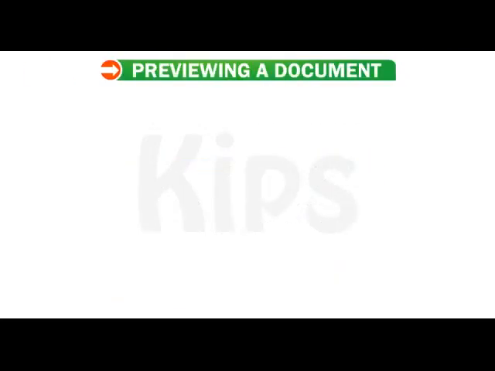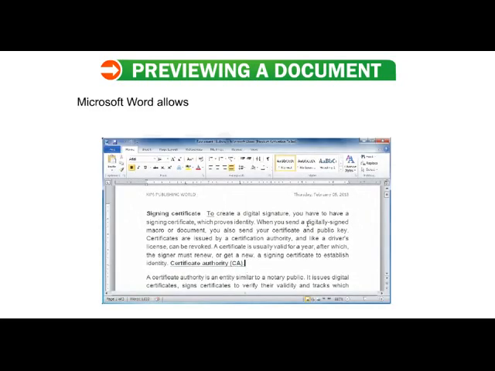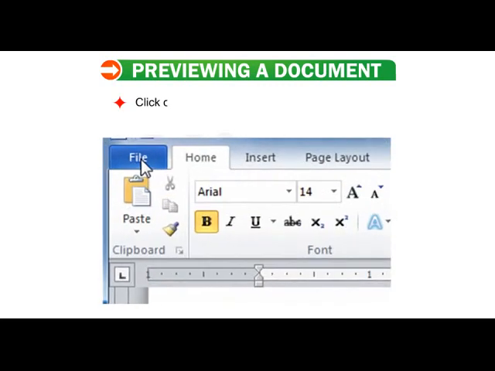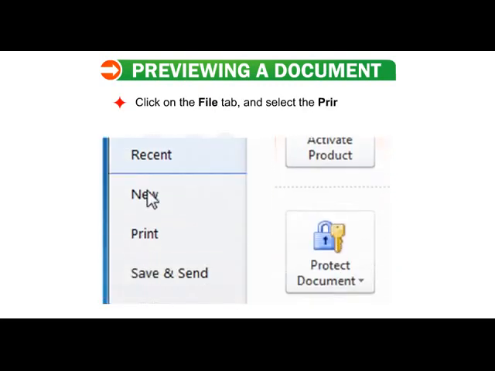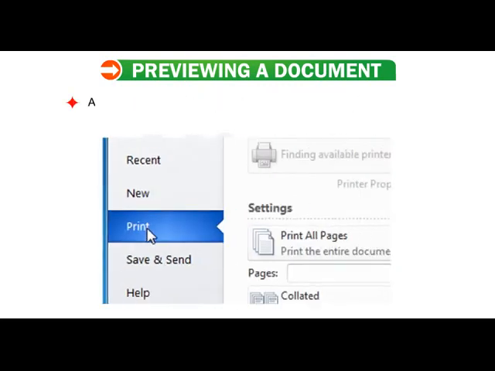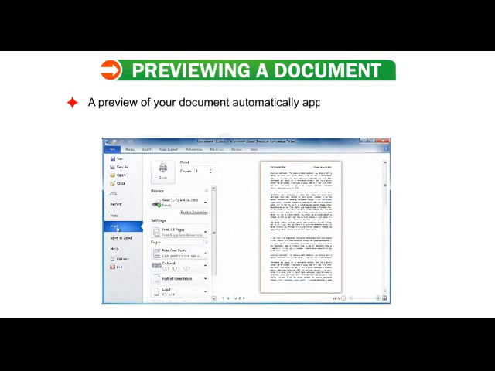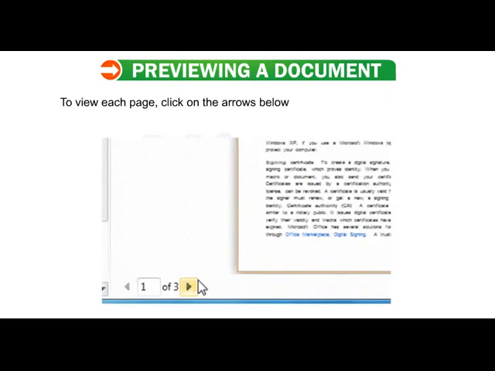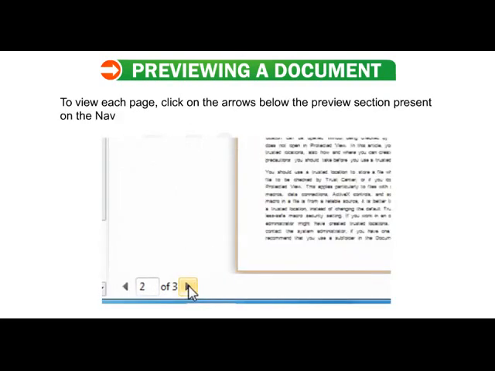Okay students, let me describe you how to preview a document. Microsoft Word allows you to preview the document before printing. Follow the given steps to preview a document. Click on the File tab and select the Print option. A preview of your document automatically appears on the right side of the Word window. To view each page, click on the arrows below the preview section present on the navigation bar.